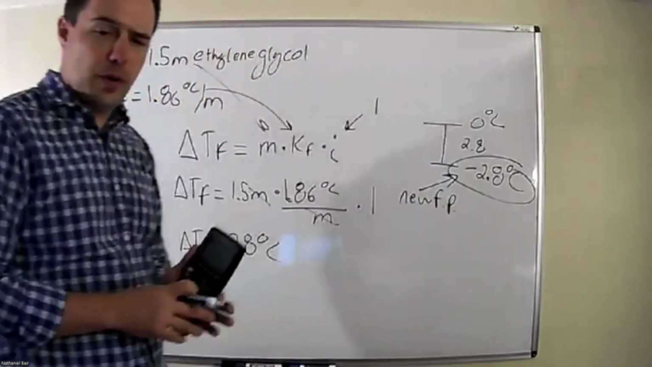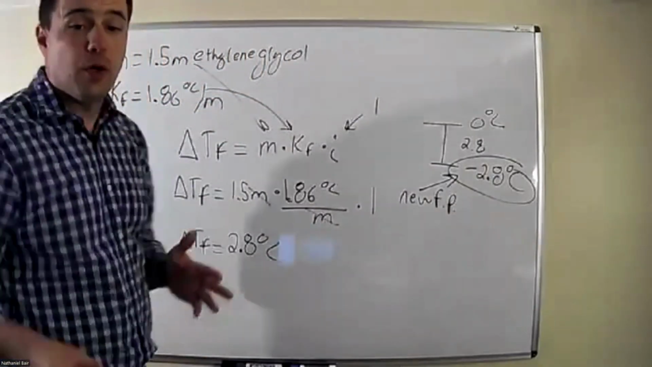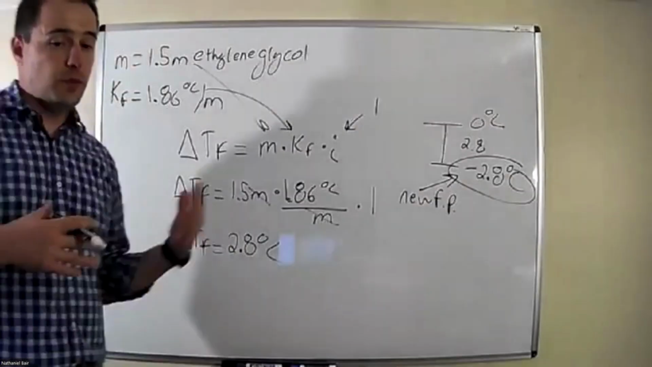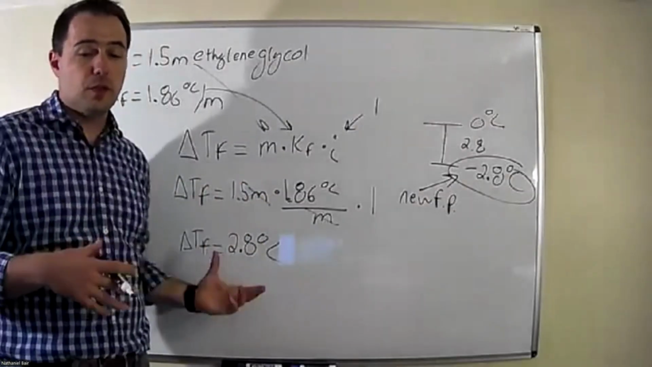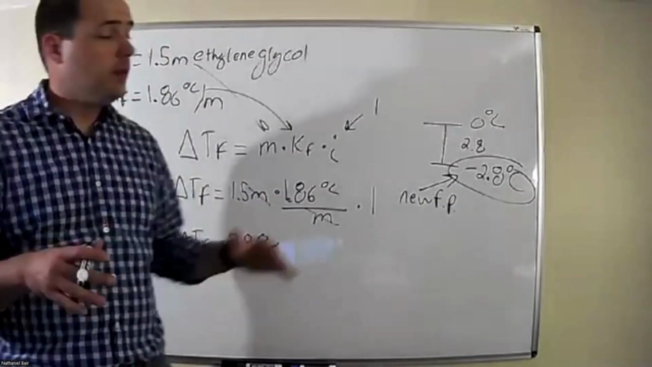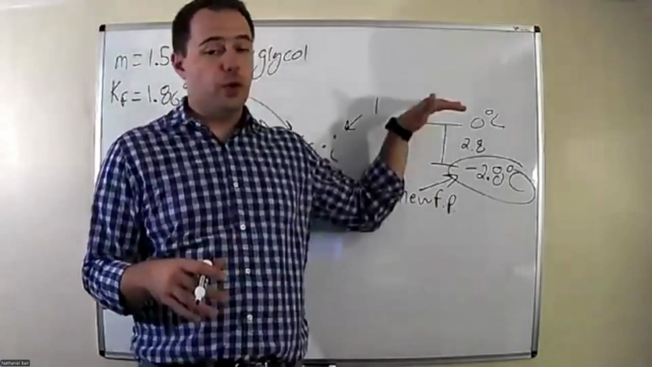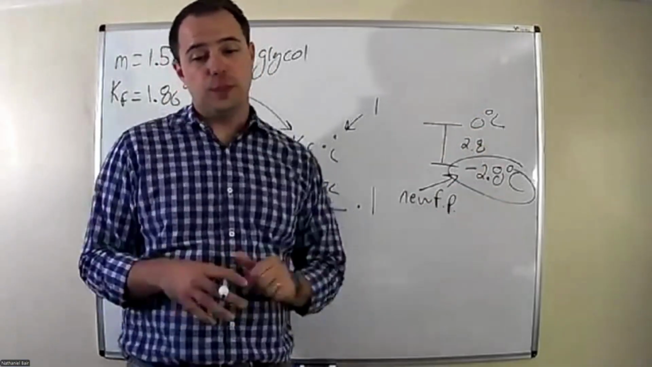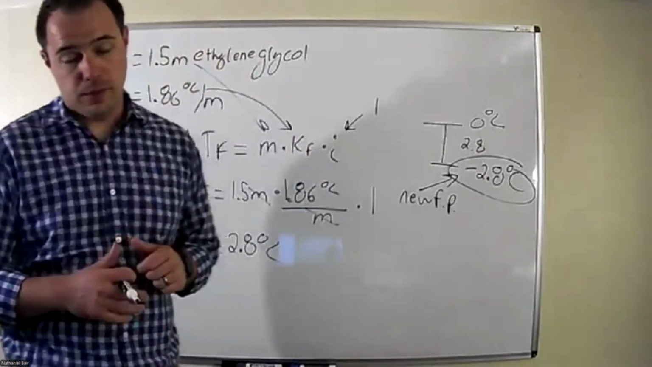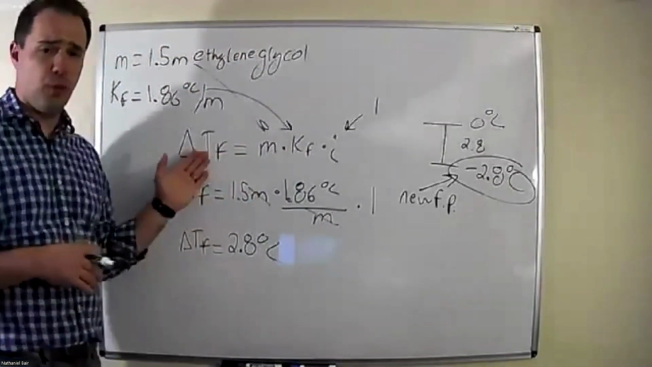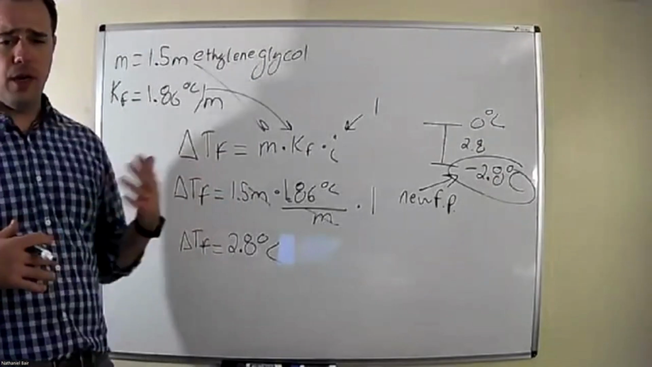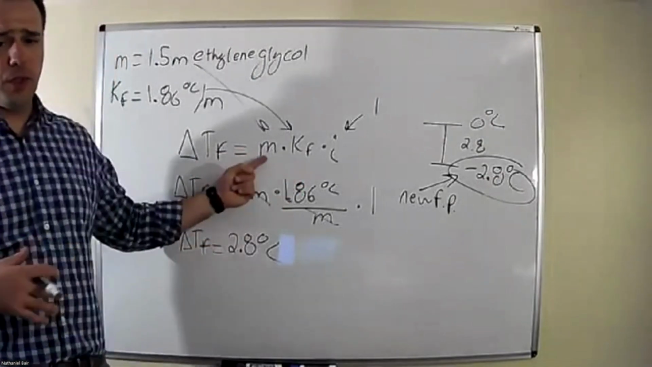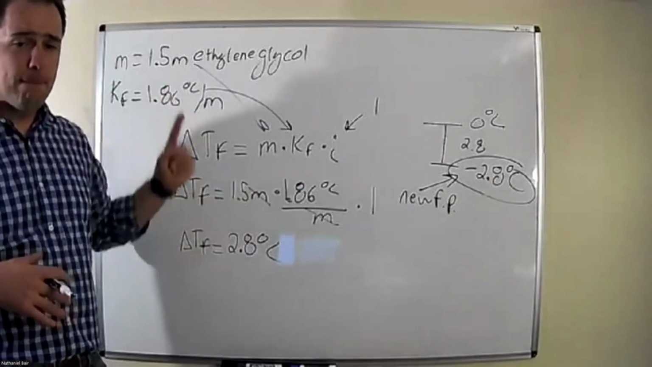You got to be careful what the problem's asking for. Does it want to know what the freezing point depression is? Well, it was depressed 2.8 degrees Celsius. Or does it want the new freezing point? The new freezing point, because water normally freezes at 0, if it's depressed 2.8, the new freezing point is negative 2.8 degrees Celsius. Not a hard formula. Sometimes maybe you'll have to calculate the molality, or maybe they'll just give it to you.